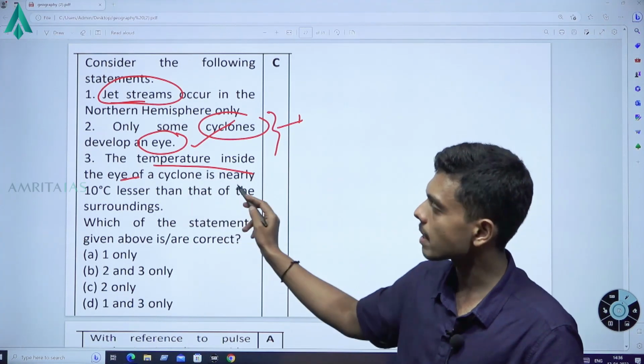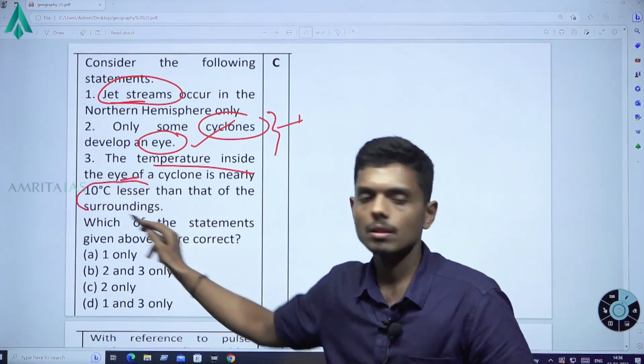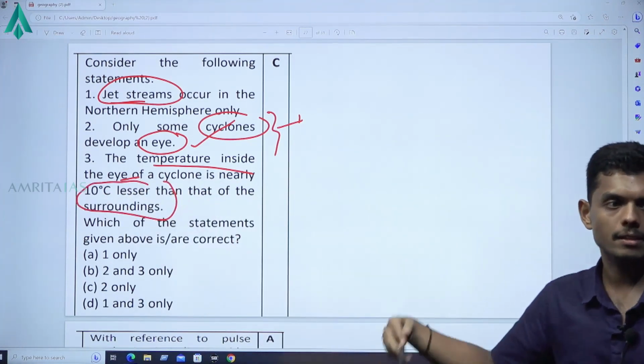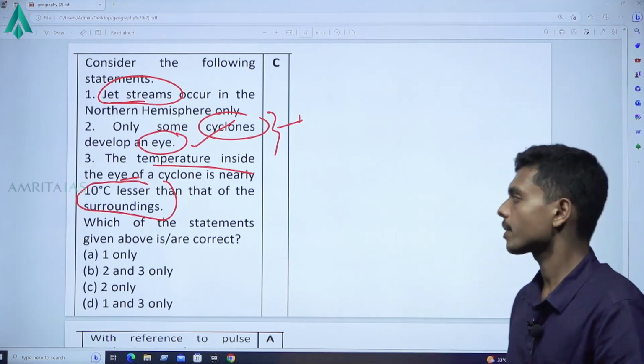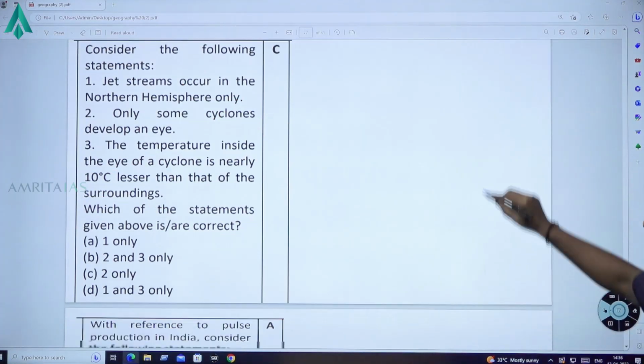The temperature inside the eye of the cyclone is nearly 10 degrees Celsius less, but because of the subsiding air it's warmer. So the proper theoretical concepts should be very thorough.